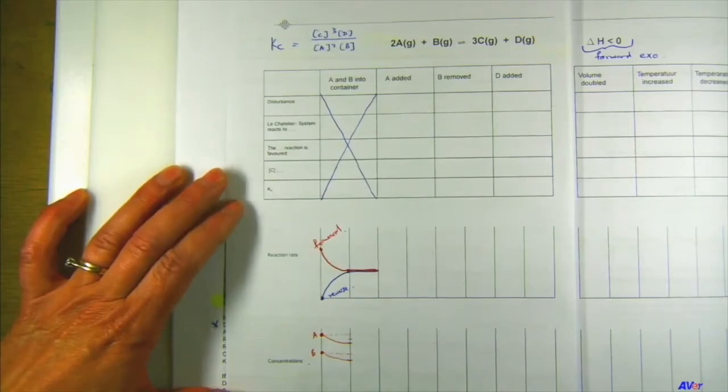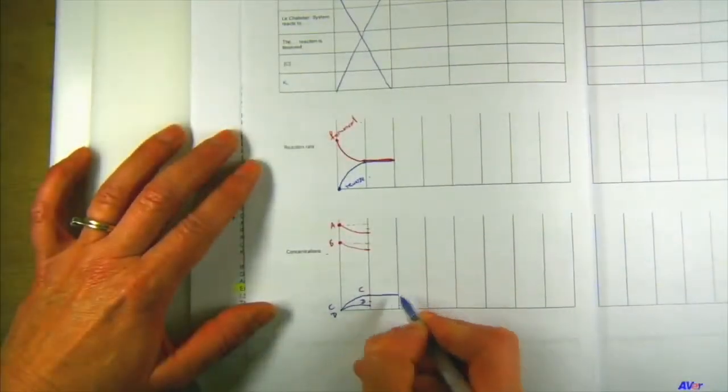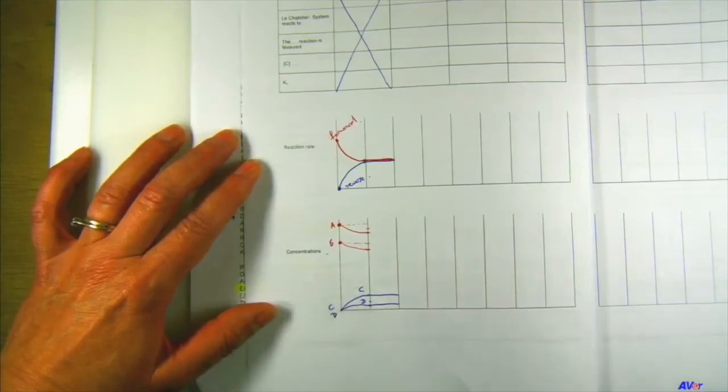And then we've got chemical equilibrium. And what do you know about chemical equilibrium? Then the concentration stays constant. Yes. Right. When you've got chemical equilibrium, the concentrations are now staying constant.